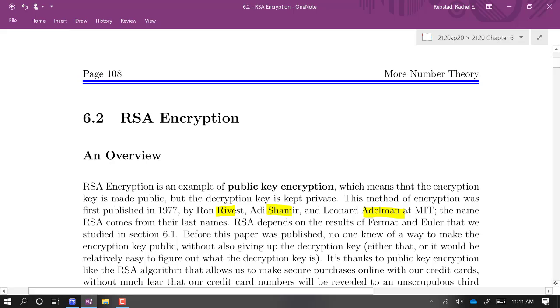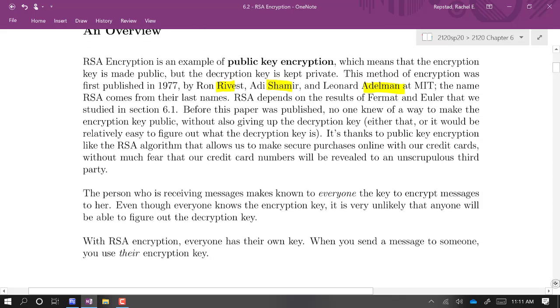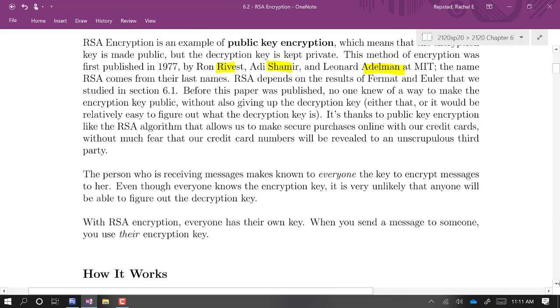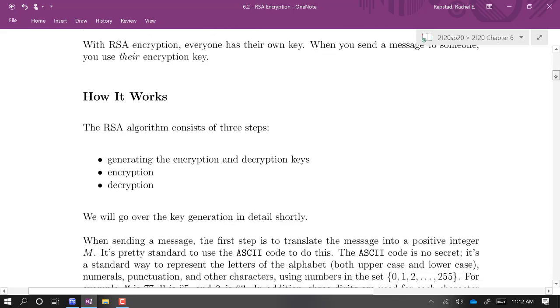So that's how public key encryption works: there's an encryption key that is public, and basically everyone has their own key. I have my own key, you have your own key. If you want to send a message to me, you do so using my encryption key. And if I want to send a message to you, I would use your encryption key. As long as I don't tell anybody what my decryption key is, then I know that I'm the only one who's going to be able to decrypt the message. And more importantly, you know that I'm the only one that can decrypt the message that you send to me.